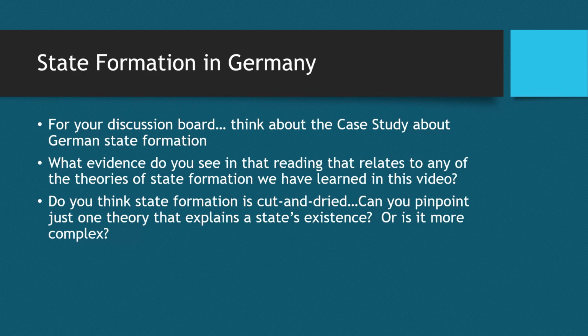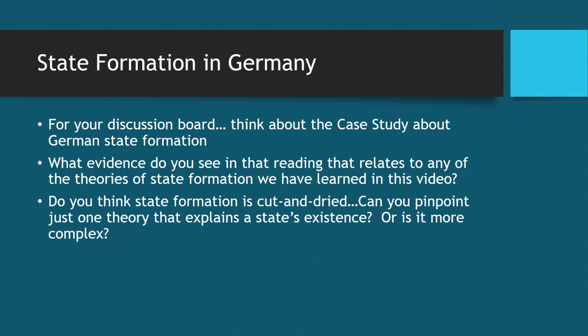To wrap up our work, what I'd like you to do is, keeping all this information in mind, think about the case study you read about in the textbook about German state formation. And just as you're reading through that case study, think about the theories of state formation that we talked about in this video. And you could post to the discussion board about this. Look at evidence that you see from the case study that relates to the theories. Maybe you're going to see something in the German state formation case study and you say, well, gosh, that seems to support the idea of the conflict theory or the economic theory or the cultural theory.